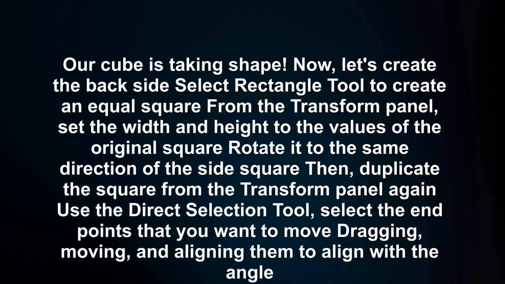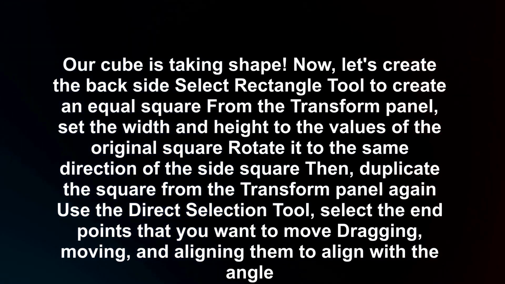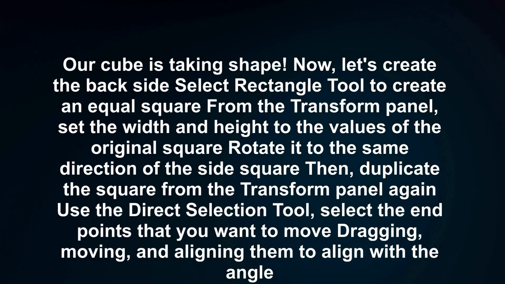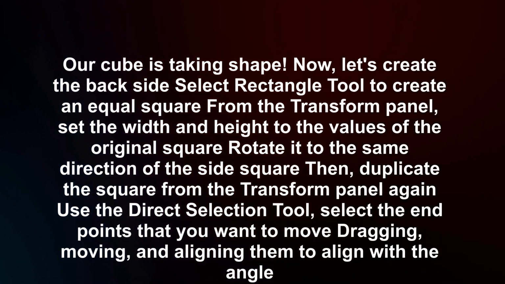Let's create the back side. Select the Rectangle tool to create an equal square from the Transform panel. Set the width and height to the values of the original square. Rotate it to the same direction of the side square. Then, duplicate the square from the Transform panel.